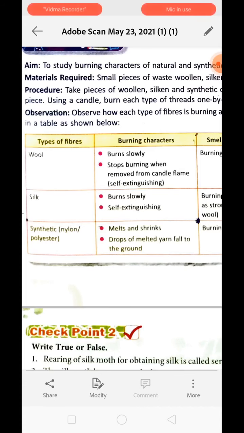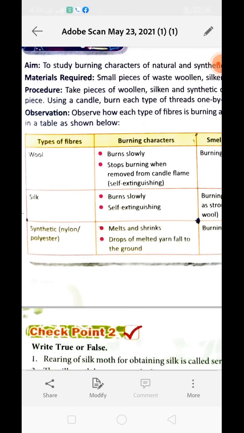Now, the residue left after burning turns brown and then forms a shiny hollow bead. It can be crushed very easily. Okay, next is silk. Silk burns very slowly and it is self-extinguishing.